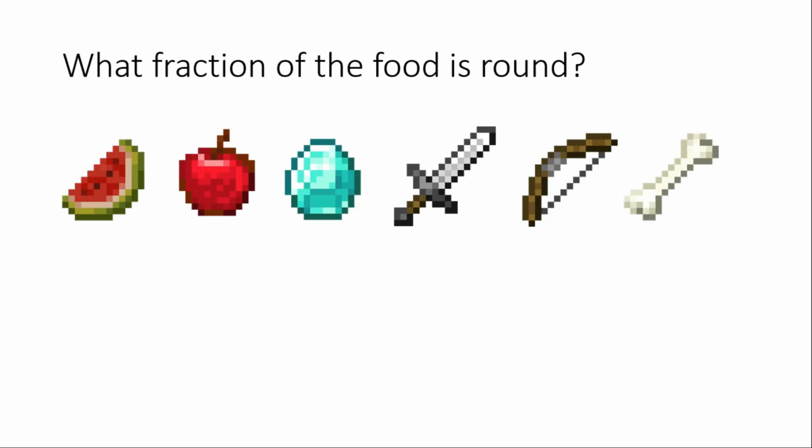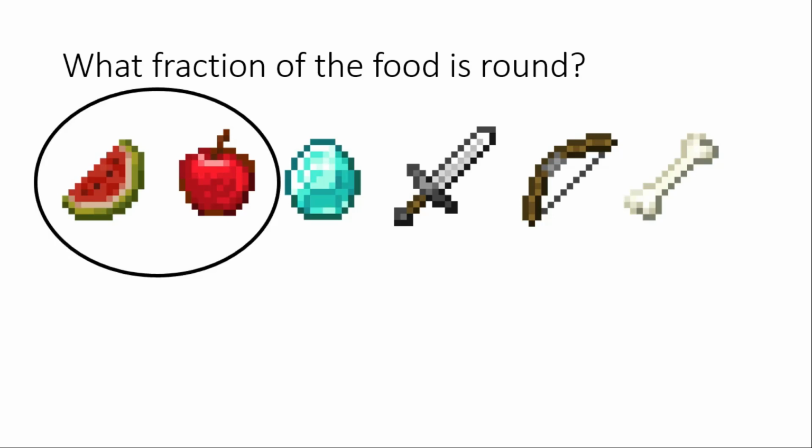What fraction of the food is round? Well, that's a different subset, right? So in this case, the subset we're looking at is the food. So circle the subset. And then we only want to circle the round one. And again, I don't think the watermelon is round. Well, it doesn't make a full circle. So I'm just going to circle the apple. Only the apple is round.